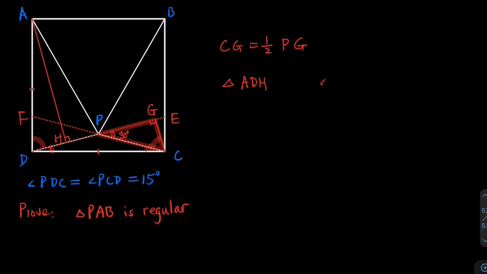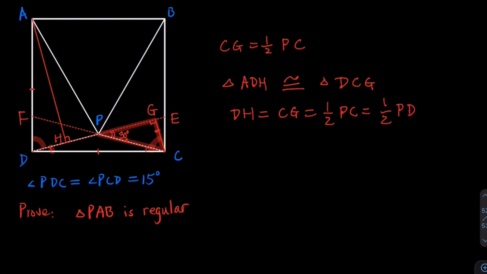So we do have two right triangles that are congruent to each other because the hypotenuse is the same. That is the triangle ADH and DCG. They are congruent to each other, right? Which means DH is going to equal CG, and that's equal to half of, earlier, this is not PG, this is half of PC. Because this side here is half of PC, and also half of PD.